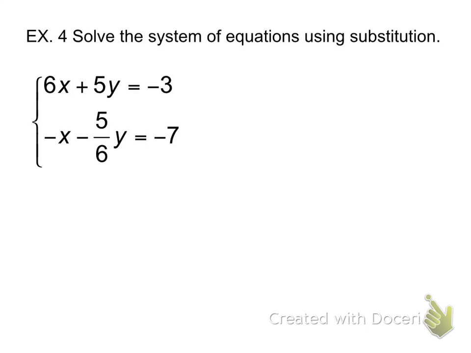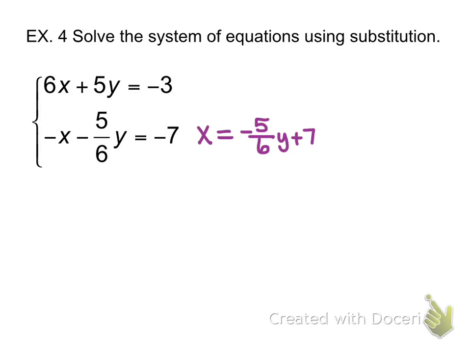Okay, example 4. So I know we're looking at this and we're probably panicking because we see fractions here, but no need to worry. This is going to be simple. So if I take the second equation and get x by itself, I would have had to move the negative 5 over 6y to the other side, but then I would have to divide by a negative to get x to be positive. So when I do, that changes the sign of everything.